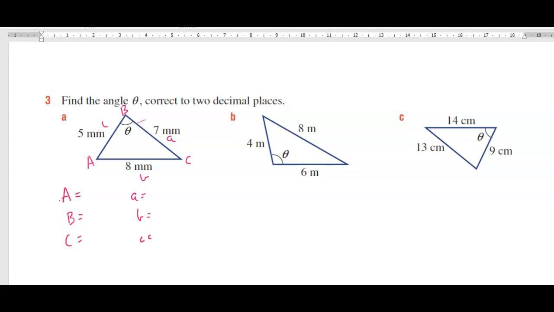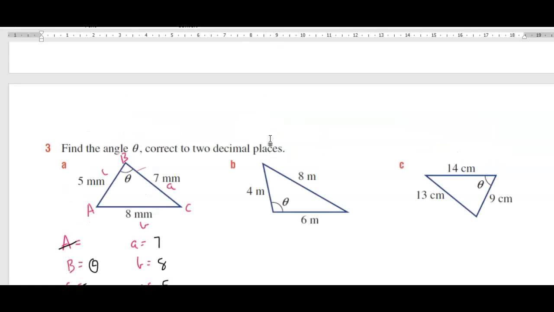Okay, so angle A we don't want. B is theta, so we're looking for that. That looks like a clock. It looks like it's 3 o'clock. A is 7, B is 8, and C is 5.